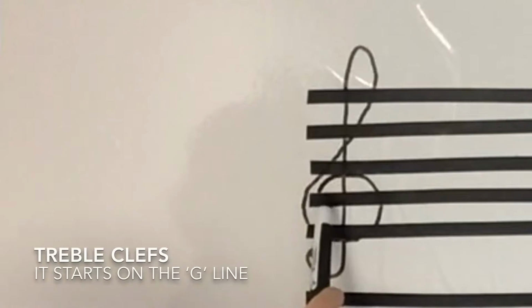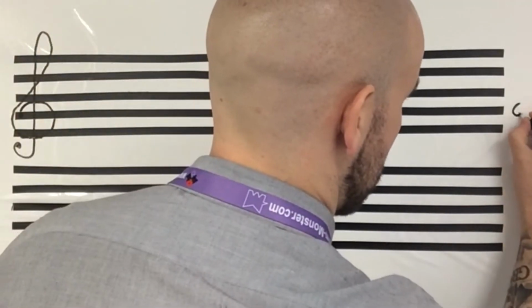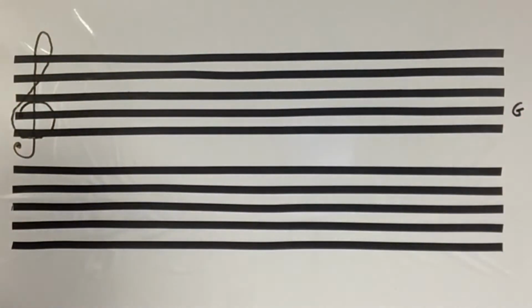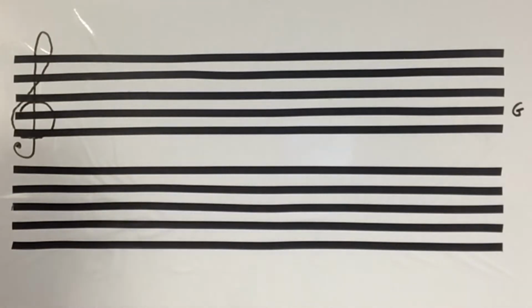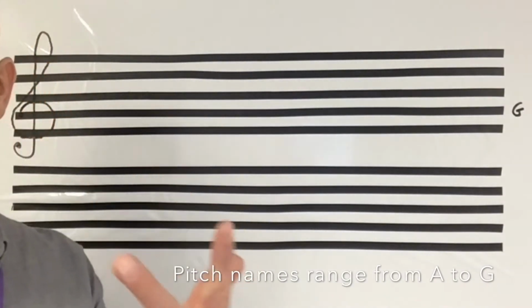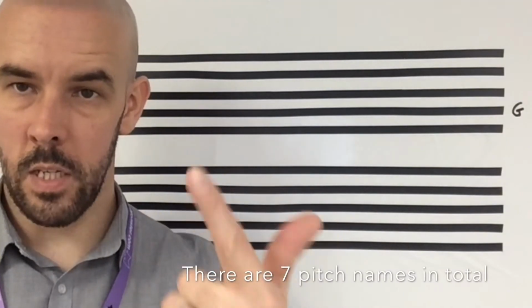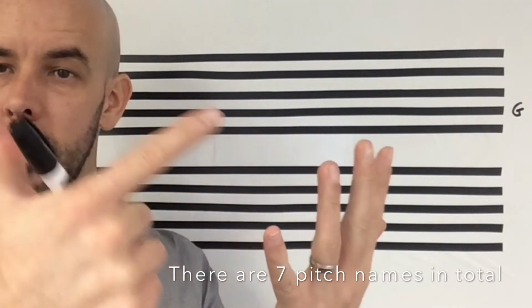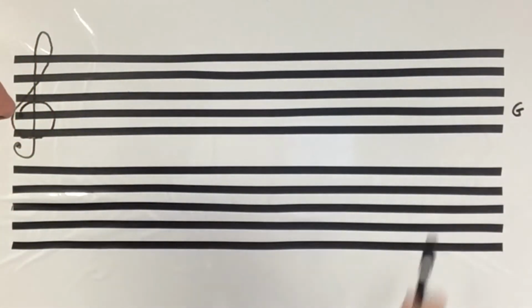The best way I always remember it is I know that that's a treble clef and it sits on G. So when you're writing out the treble clef, it always sits on G, which is the second line. So let's write a G for the second line. So you see there? That would be G, the second line. And it goes up from A to G. So there's A, B, C, D, E, F, G. 7 different pitch names, okay? A through to G. So we've already got G.